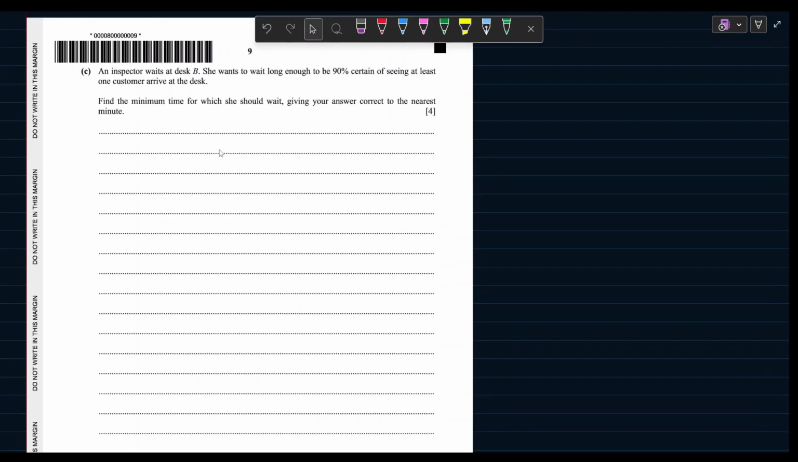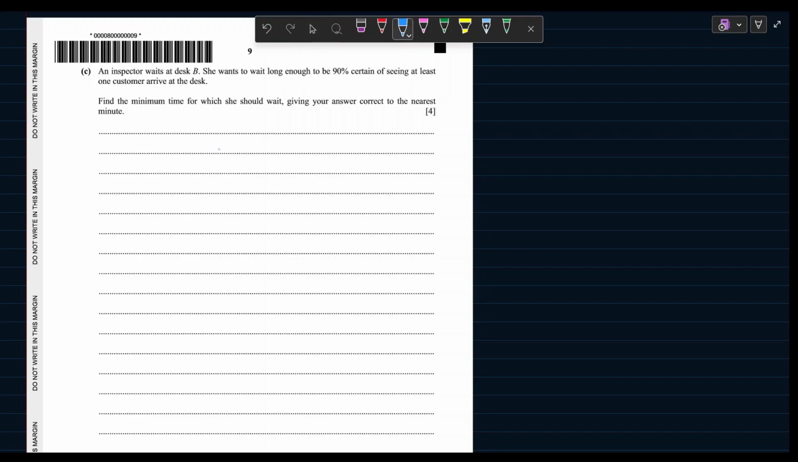Part C says an inspector waits at desk B. She waits long enough to be 90% certain of seeing at least one customer arrive at the desk. Find the minimum time for which she would wait, giving your answer correct to the nearest minute.